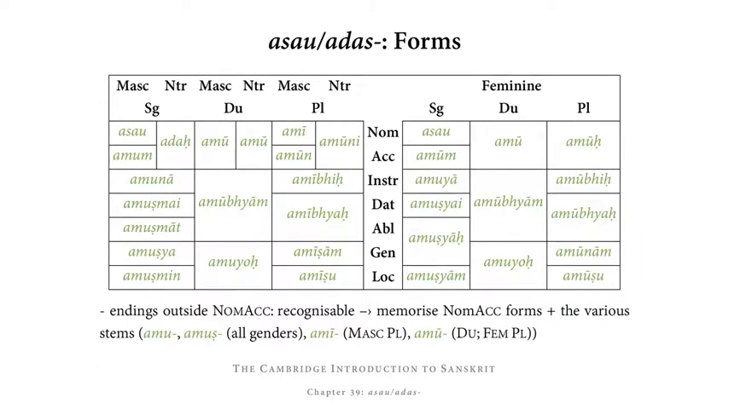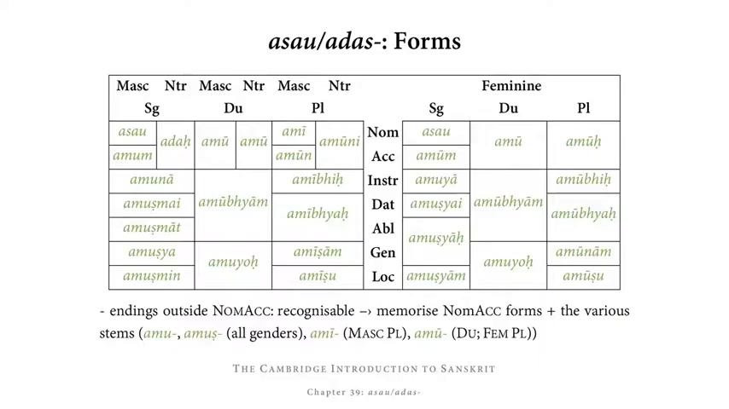So here those forms are. Let's briefly take a look at those of the masculine singular, which are asau, amum, amuna, amushmai, amushmat, amushya, amushmin. So what you can see is that we have more than one stem and endings that on the whole are quite recognizable. So, for example, from the dative onwards, we have endings that are completely parallel to sa tad, where we had tasmai, tasmat, tasya, tasmin.